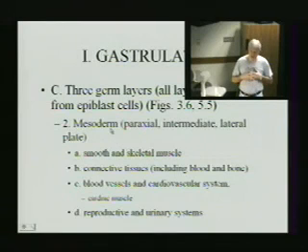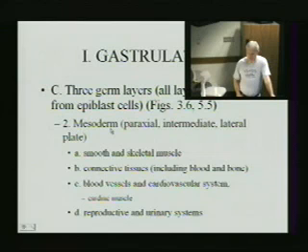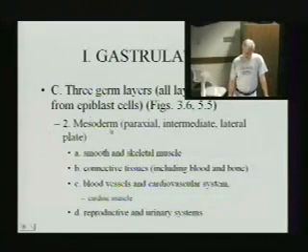So this is our exercise right now. We're trying to make the point of example, not exhaustive listing, but of example of the derivatives of these germ cell layers. So the nervous system was our one example of the ectodermal derivative. Now we can talk about mesodermal derivative as a result of this gastrulation.